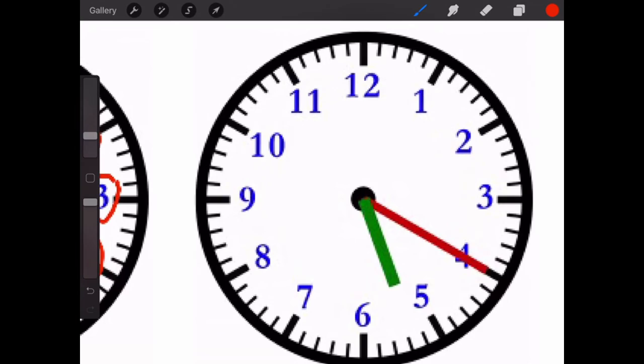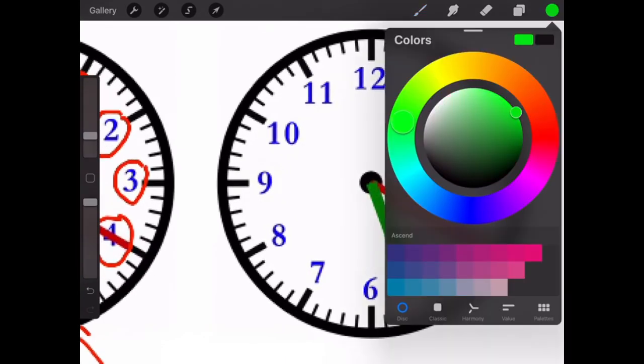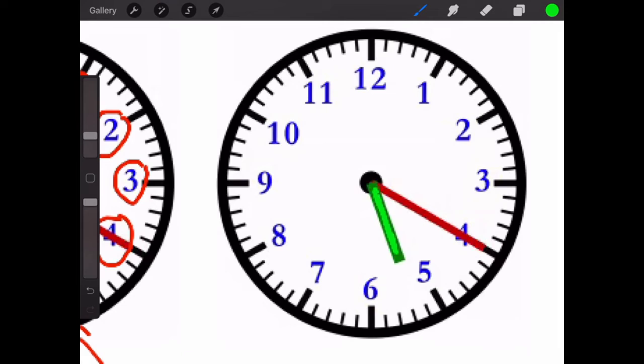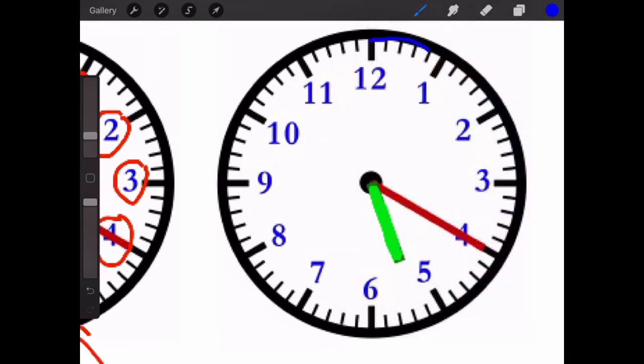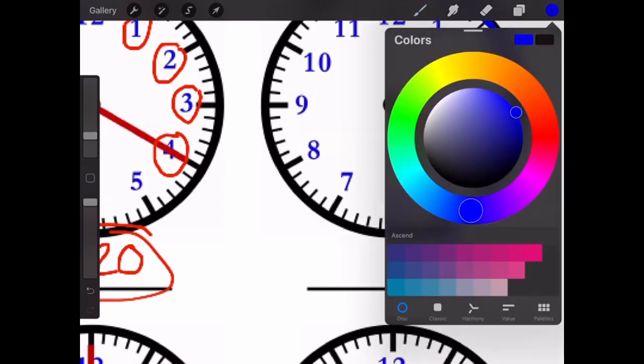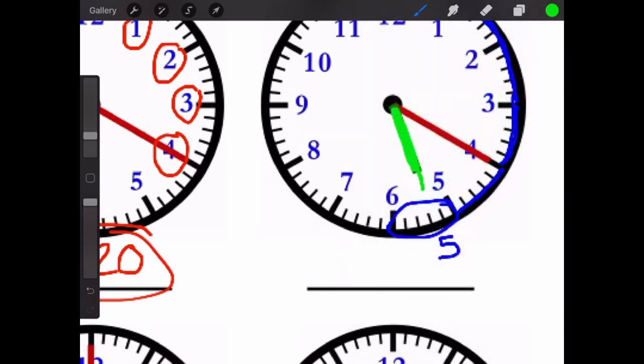Okay, so we're looking at this clock. We want to figure out which hour this clock is showing. What is the green short hour hand pointing to? So let's go back and look at our rooms. This is the 12 o'clock room, 1 o'clock room, 2 o'clock room, 3 o'clock room, 4 o'clock room, 5 o'clock room. This is the 5 o'clock room, and we can see that the green hour hand is pointing straight through the 5 o'clock room. So I know the hour on this clock has to be 5 o'clock.